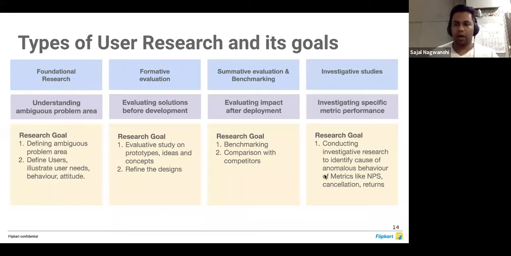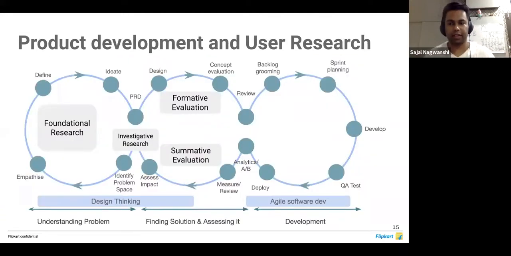And if I talk about the whole product lifecycle in Flipkart, this is how it looks like. So I try to put all my experience and my retrospection over this, and this is how the whole product cycle looks like, and where the different kind of research methods come in. So essentially, the product lifecycle can be broken down into 3 parts, which is understanding the problem, finding solution and assessing it, and then development of it. For user research, we contribute a lot in the early phases and the finding solution and assessing solution phase. So at the first stage, which is the foundational research, it aligns a lot with the design thinking framework, which is to identify a problem space, empathize, define a problem, ideating it, and creating a product concept out of it.